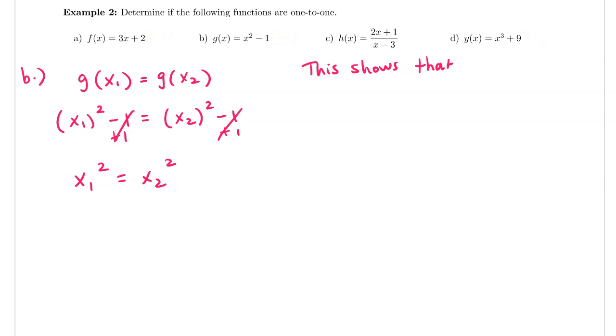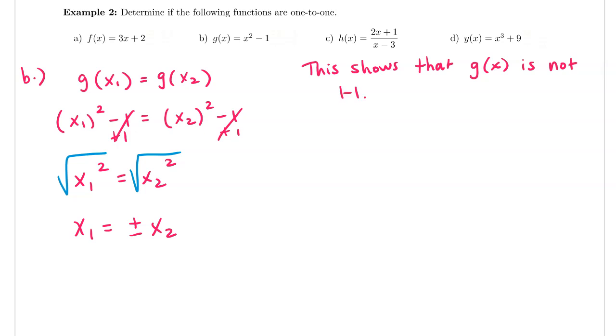And at this stage, what I want to do is take the square root of both sides. If I do that, that's going to give me that x1 is equal to plus or minus x2. And so because they're not equal to each other, we don't have that x1 is equal to x2. This shows that g of x is not 1-to-1.